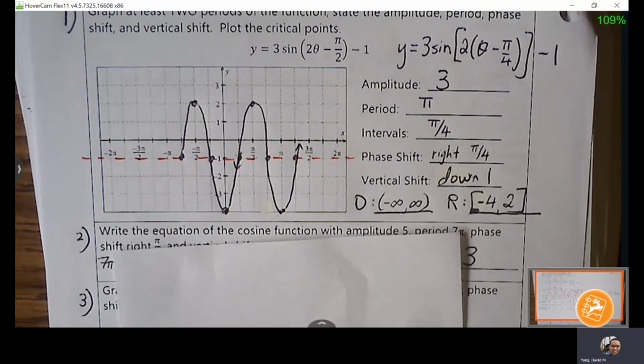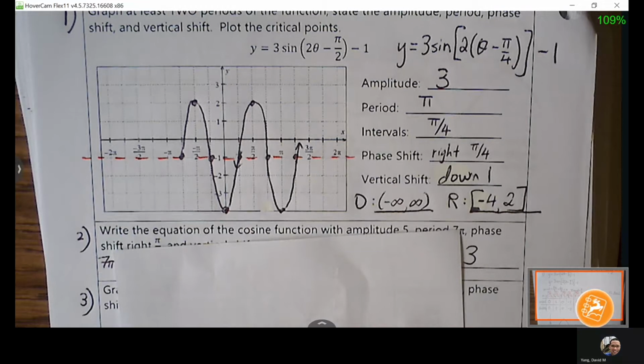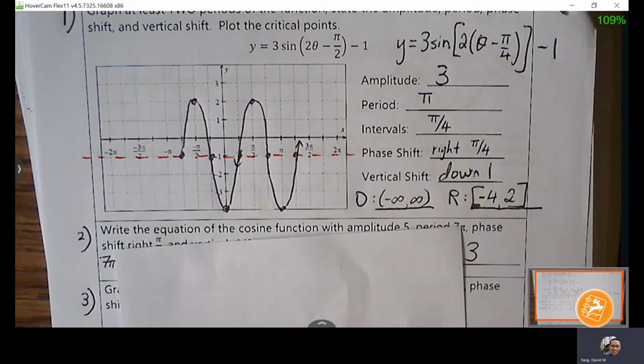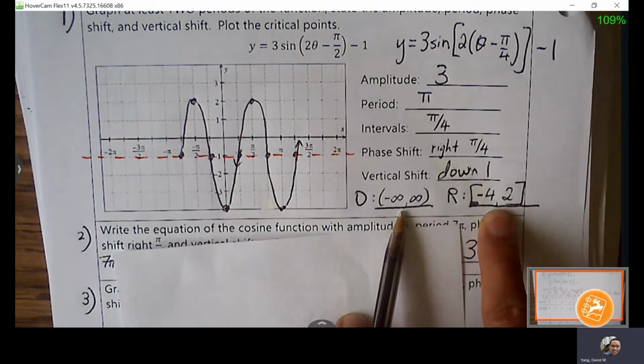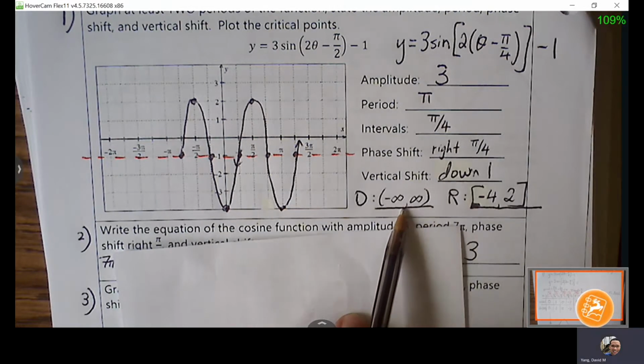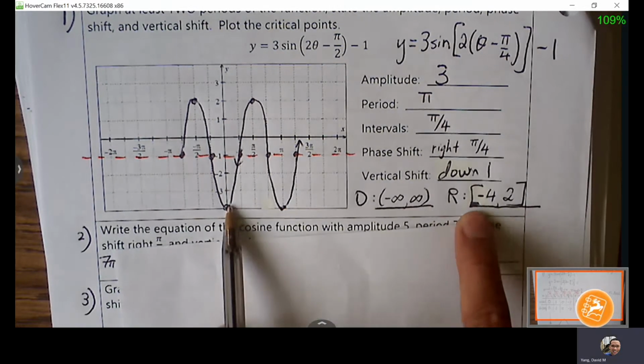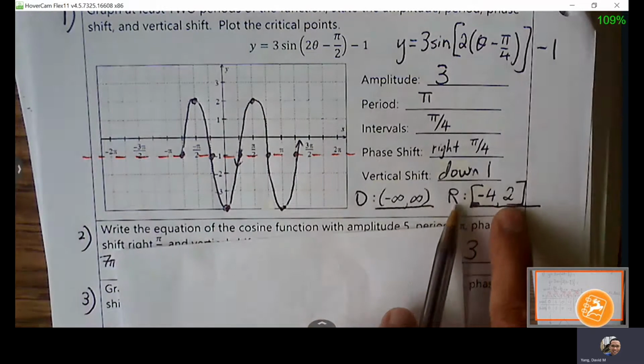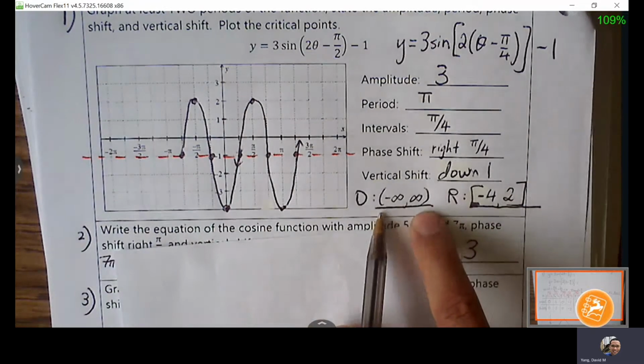Okay, you're good with number 1, go to number 2. Okay, is everybody good with domain and range? Lowest y value is -4, highest y value is 2. Make sure you have brackets for range, parentheses for domain.